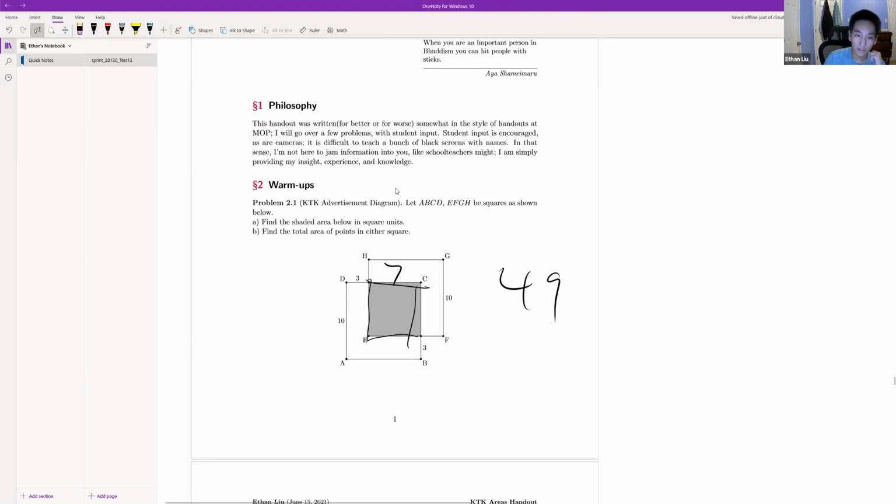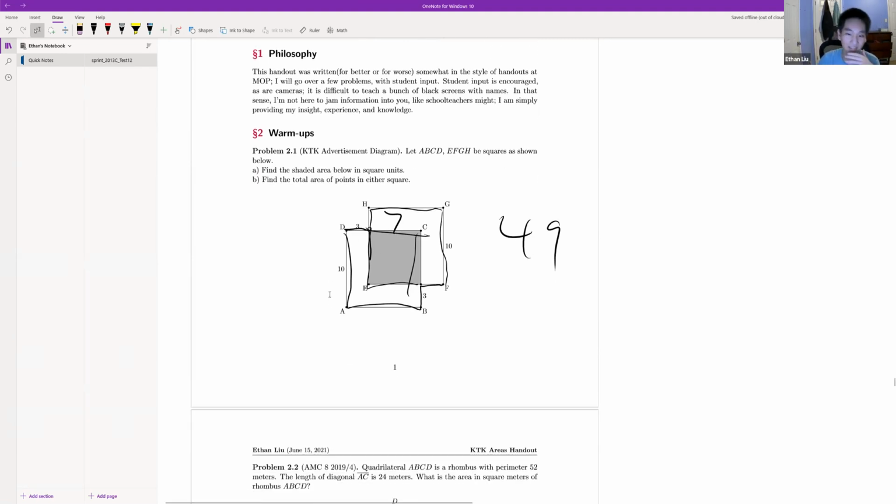Anyways, for part B, when we're looking for the total area of points in either square, we want this whole area, right? You can do this in multiple ways, but the way that was intended in this warm-up, and I planned to make this a longer thing but unfortunately that did not happen, is we're just going to do 100 minus 49, which is the area of this L-shaped region, and the area of this whole region is just 100. And so our answer is 151, right? That's the area of the points in either square.